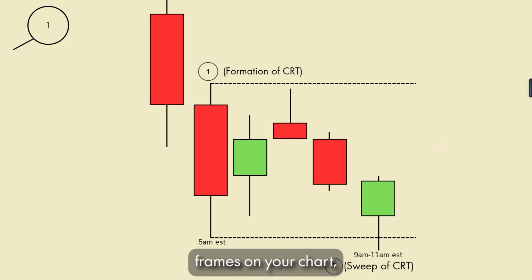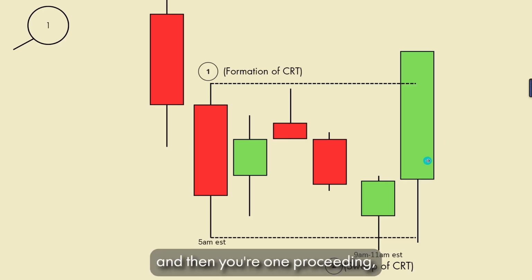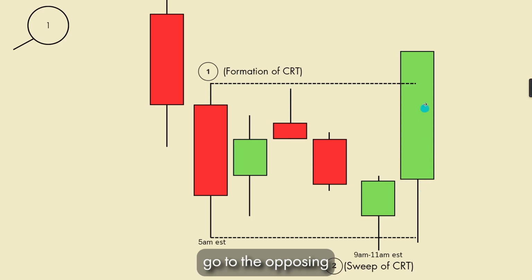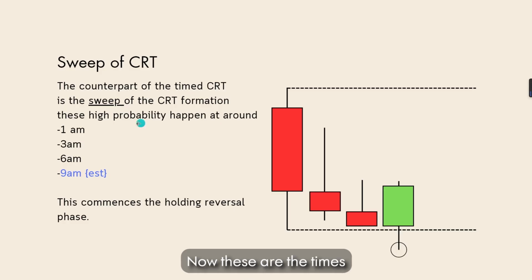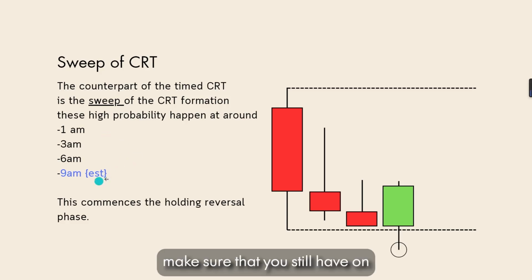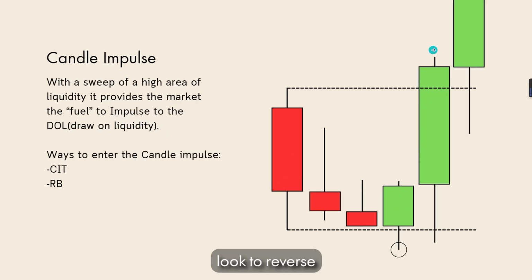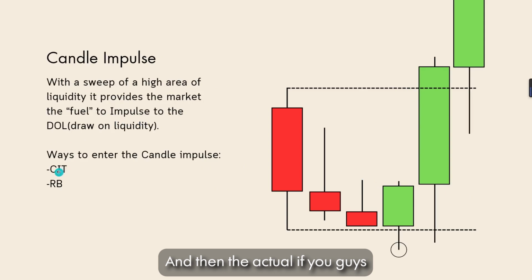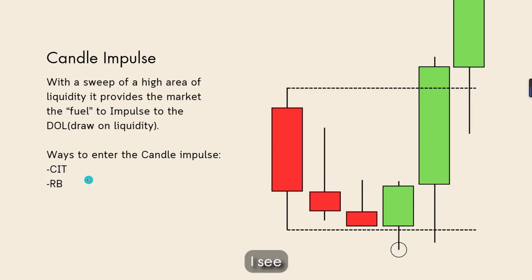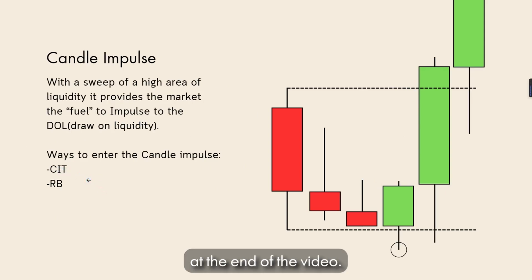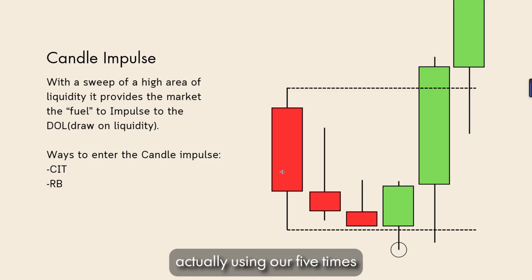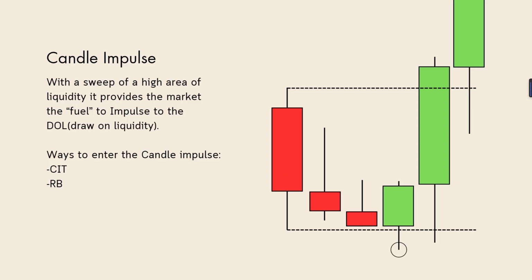And to have all these time frames on your chart, make sure you're using UTC -5 since we are going through daylight savings. And then you would want price to then go to the opposing side of the range, so the low side liquidity and then goes towards the high. Now these are the times where these high probable sweeps usually happen. But if you trade the 5 AM candle, make sure that your sweep happens around 9 AM as I've told you guys. And then you'd want price to then look to reverse to the opposite side of the range. And then the actual way for you guys to enter is either using a rejection block or a CRT. I've already made videos on that, which I can link above or at the end of the video for you guys to also watch.